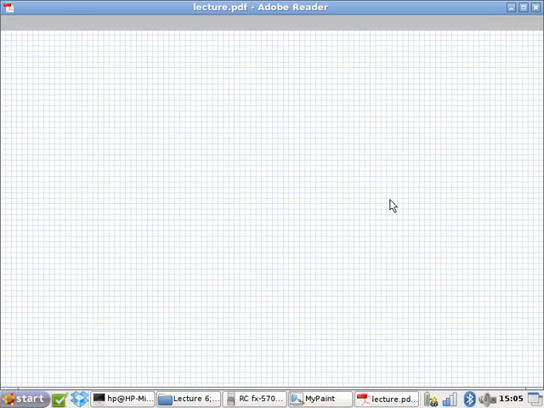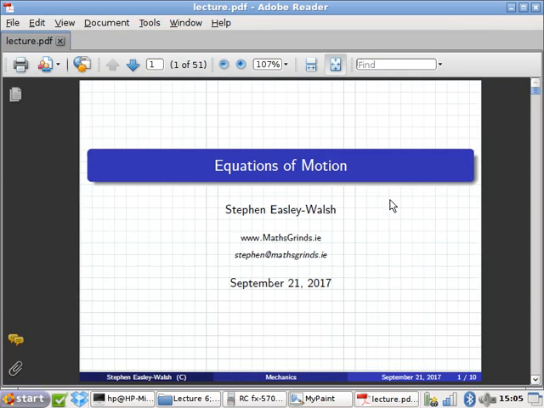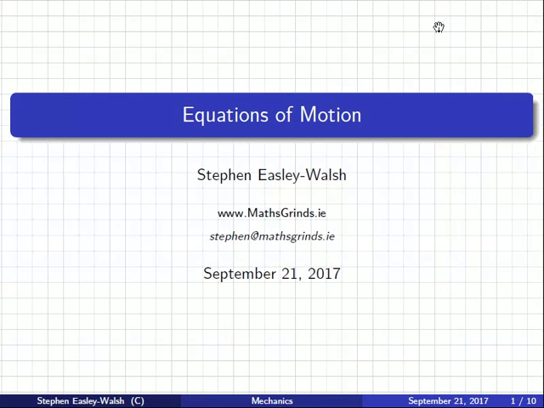Is it mechanics or kinematics? Well, the whole chapter I call mechanics. There's more mechanics in it than kinematics, I would say. Okay, equations of motion. Got that? All right.